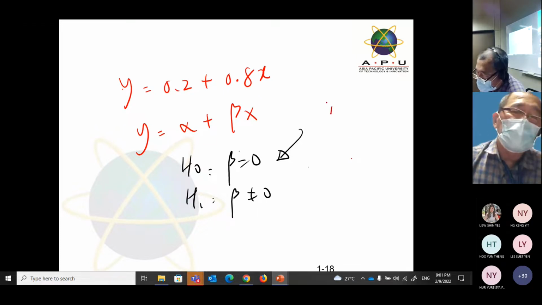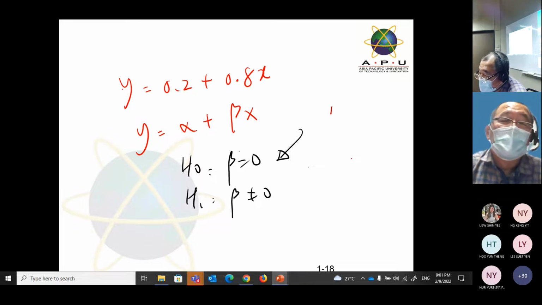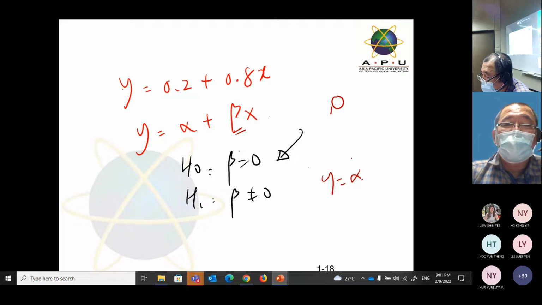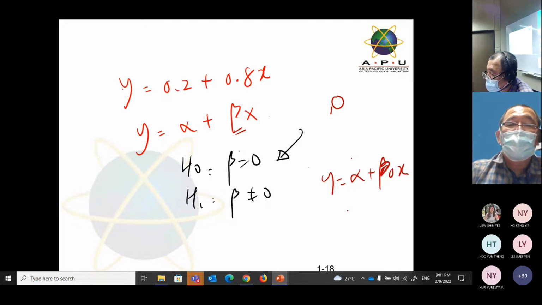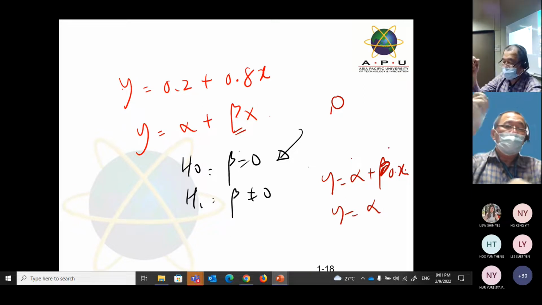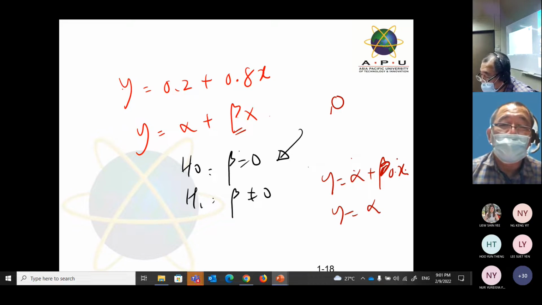So it's good. Your answer is almost correct. Actually like this. You see, if beta is 0, therefore we get y equals alpha plus beta times x, which is alpha plus 0 x. Therefore y equals alpha, because 0 times x is 0. So therefore, the x is no more in the equation.